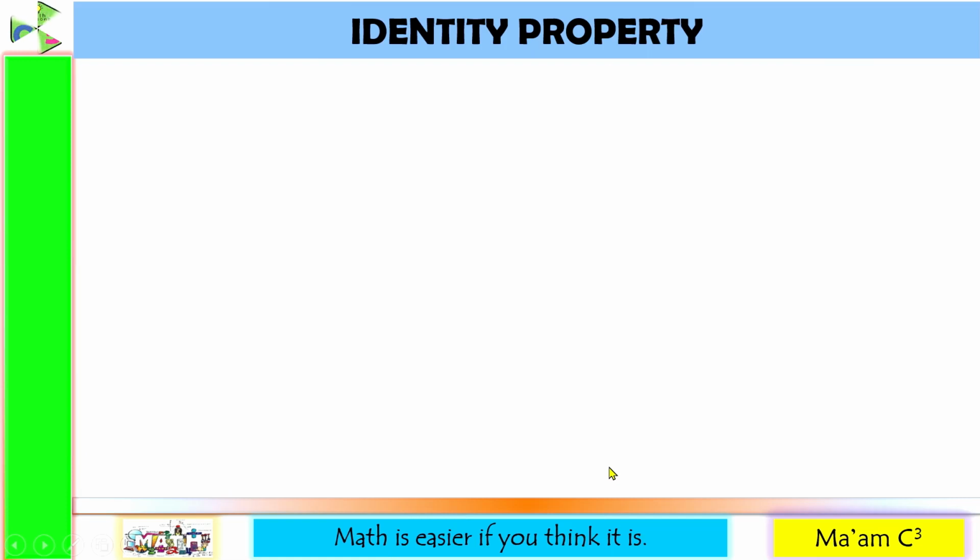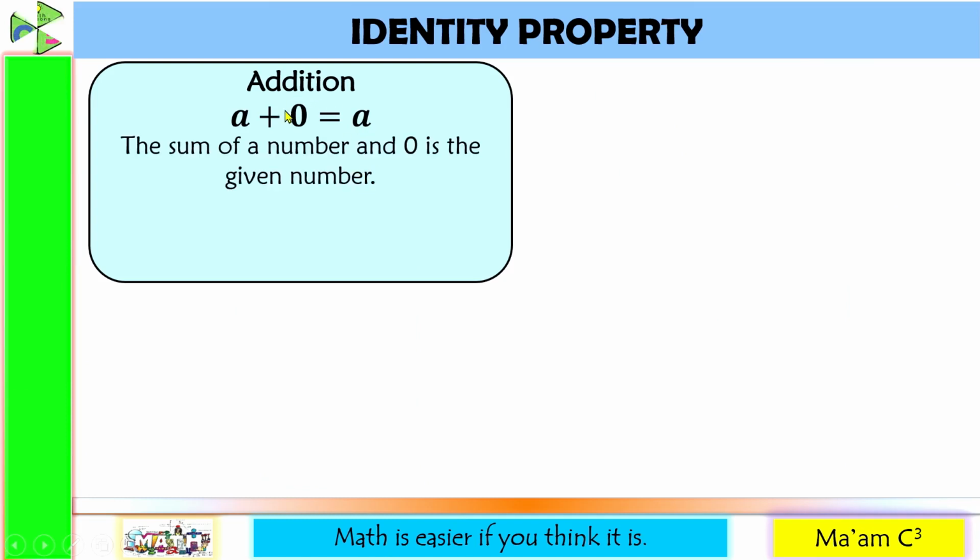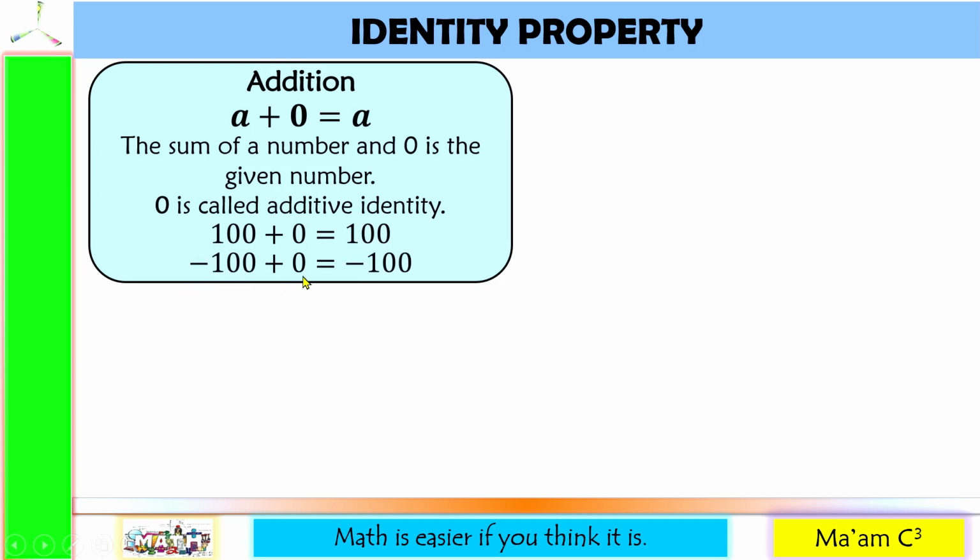Next property is the identity property. For addition, in symbol, a plus 0 is equal to a. This means the sum of a number and 0 is equal to the given number. 0 here is what we call the additive identity. Example, 100 plus 0 is equal to 100. Another one, negative 100 plus 0 is equal to negative 100.